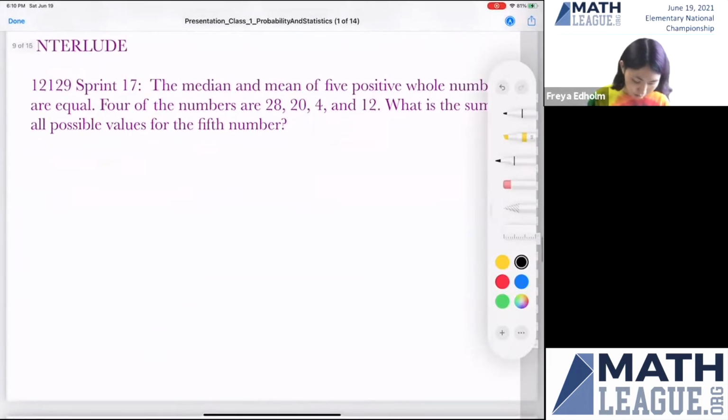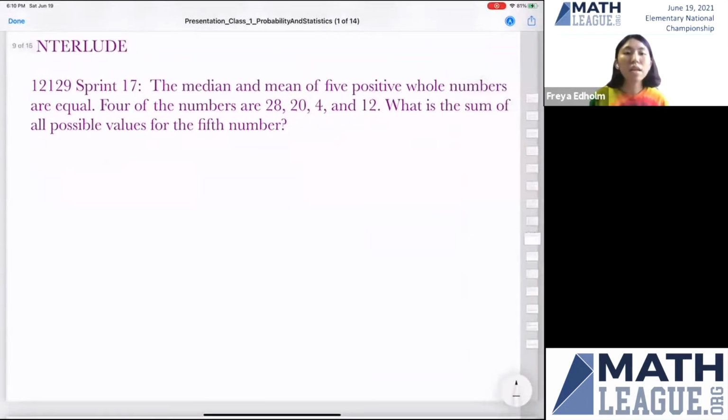So let's do this problem. So we have 12129 Sprint 17. The median and the mean of 5 positive whole numbers are equal. 4 of the numbers are 28, 24, and 12. What is the sum of all possible values for the fifth number?